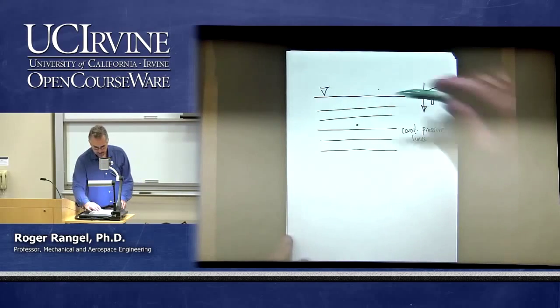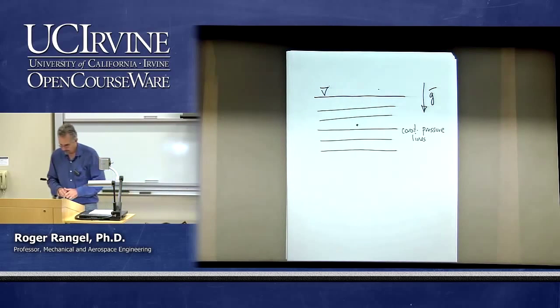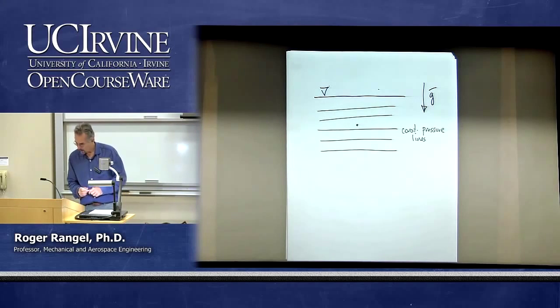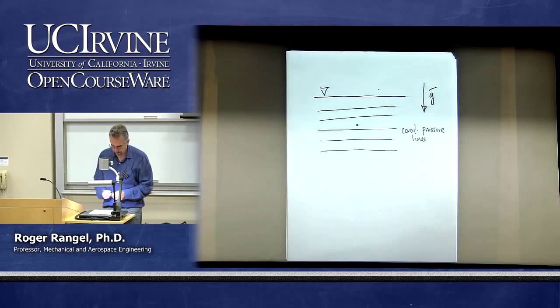I only change pressure if I move across those constant pressure lines. So how do I find that pressure variation then? Well, then we have two options.